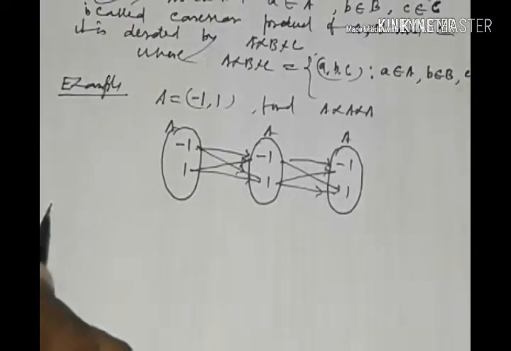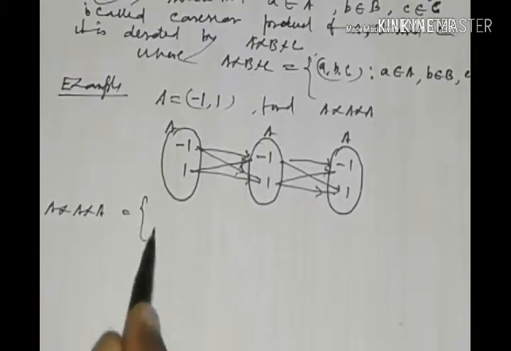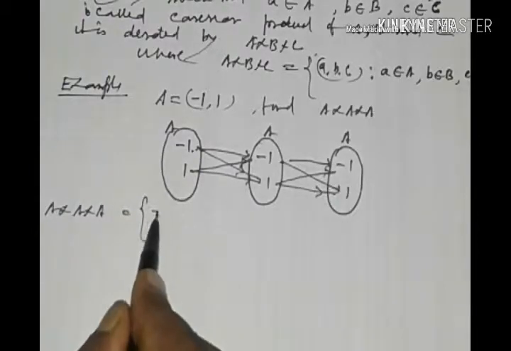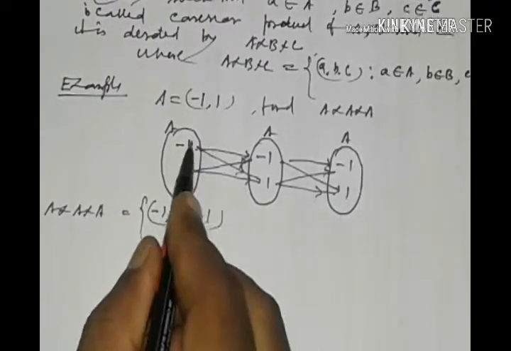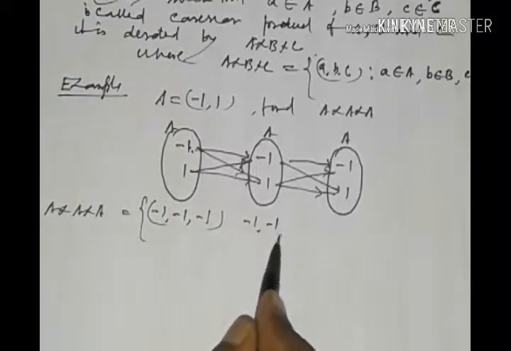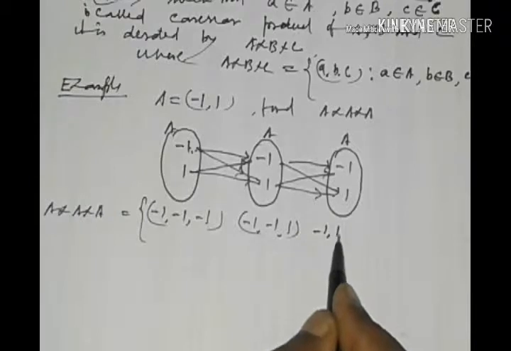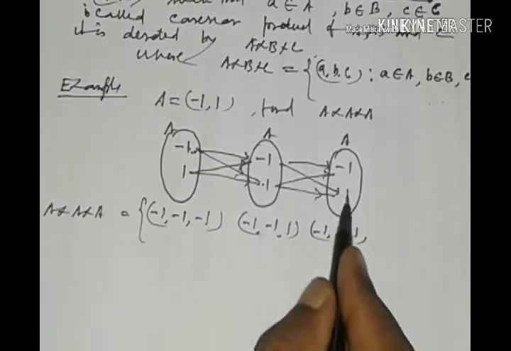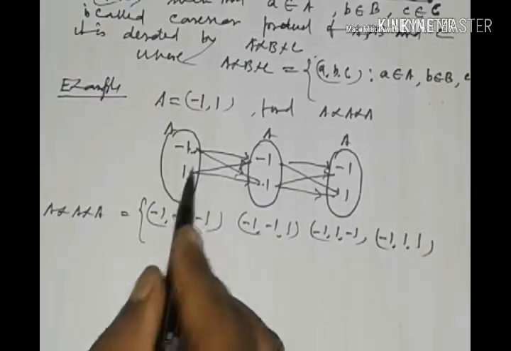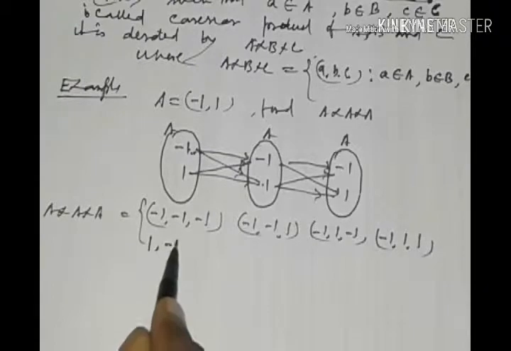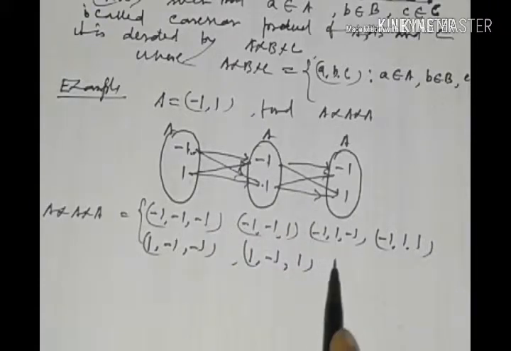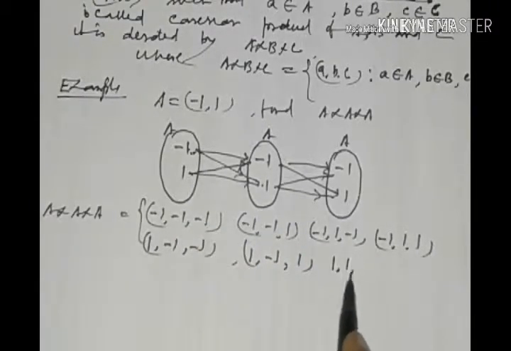Now we can write A × A × A as a set of triplets: (-1, -1, -1), (-1, -1, 1), (-1, 1, -1), (-1, 1, 1), (1, -1, -1), (1, -1, 1), (1, 1, -1), (1, 1, 1).